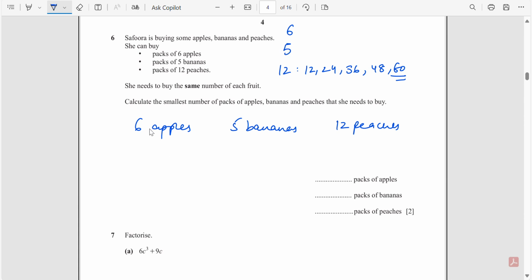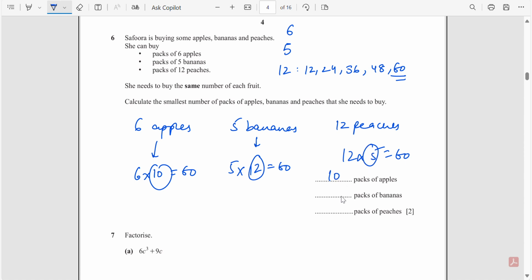So to get 60 apples, she needs to buy 10 packs because 6 into 10 is 60. To get 60 bananas, she needs 12 packs because 5 into 12 is 60. And to get 60 peaches, she needs 5 packs because 12 into 5 is 60. So from here, you'll get your answer. You need 10, 12, and 5. So 10 packs of apples, 12 packs of bananas, and 5 packs of peaches.